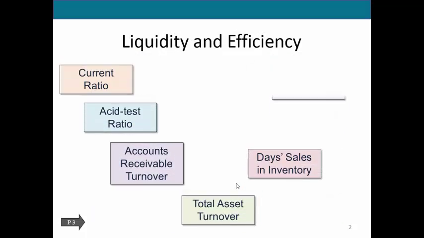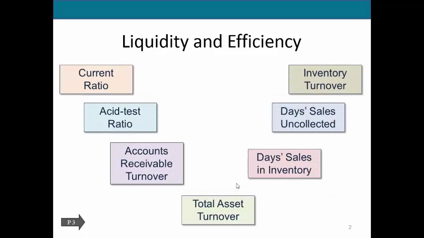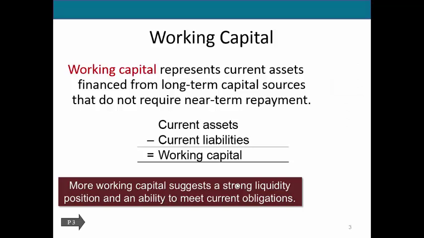We're going to look at liquidity and efficiency ratios first. When we talk about liquidity, we're talking about the amount of cash that a company has or the closeness to cash. Efficiency, we're looking at how efficiently does a company work? How efficient are their operations? So we're going to move through these. We're going to begin looking at what we call working capital.